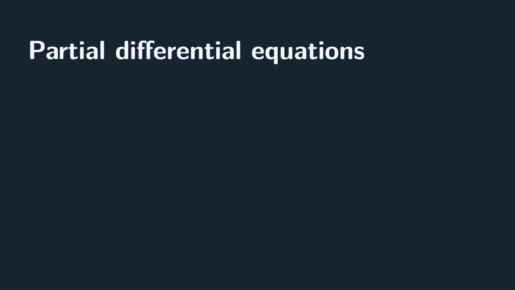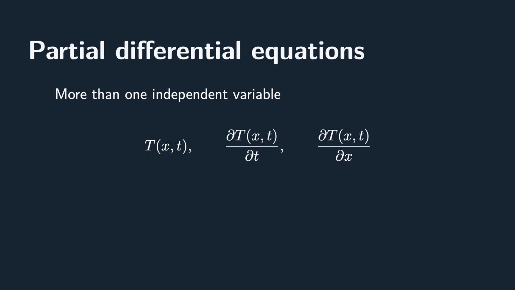A partial differential equation, or PDE, appears when the function depends on more than one independent variable. For example, the temperature in a metal rod might depend on both position and time. We could write this as capital T of x and t, where x represents position and t represents time. Because the function depends on more than one independent variable, we use partial derivatives.